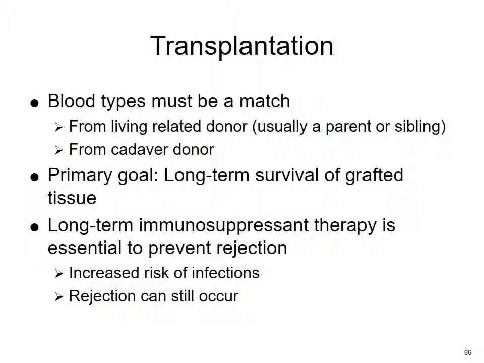Kidney transplant, the blood types must be in a match, and often this can be provided from a living donor, such as a parent or a sibling, or it may be from a cadaver donor. The primary goal is long-term survival of the grafted tissue, and long-term immunosuppressant therapy is essential to prevent rejection. So transplant recipients will be on an immunosuppressant cocktail for the rest of their lives. This causes them to have an increased risk of infections, and rejection can still occur.